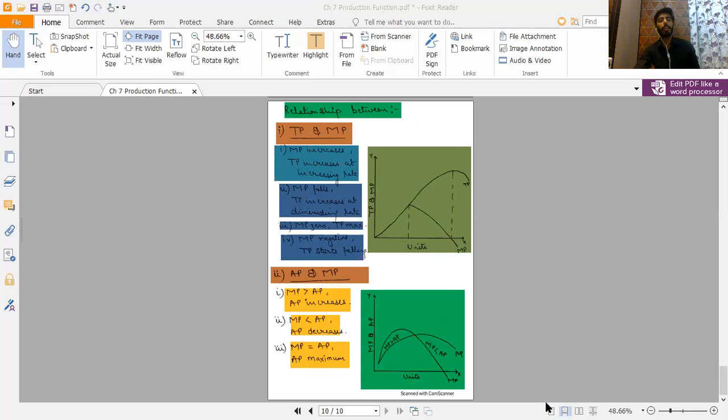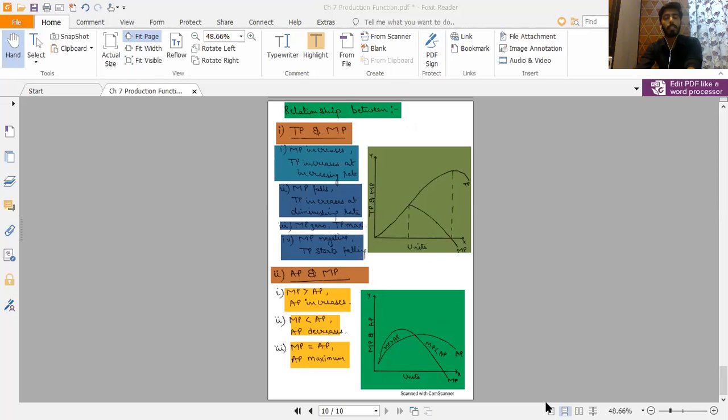Then we discussed the relationship between TP and MP. Can you see this? The TP curve is going like this, and the MP curve is going like this, and then ultimately falling. So in the initial stage, when MP increases, TP increases at increasing rate. उसके बाद जब MP falls, TP increases at diminishing rate, and when MP is negative, TP starts falling.